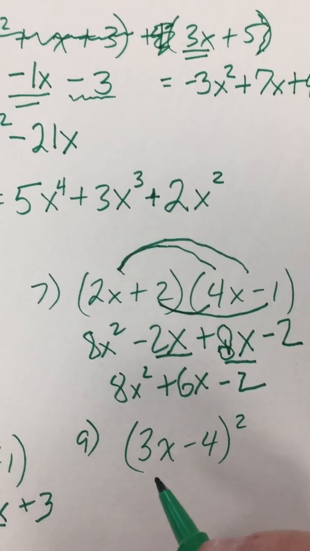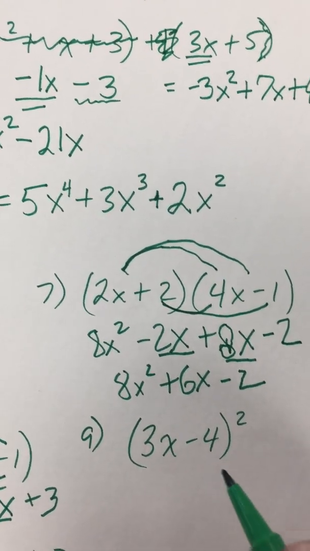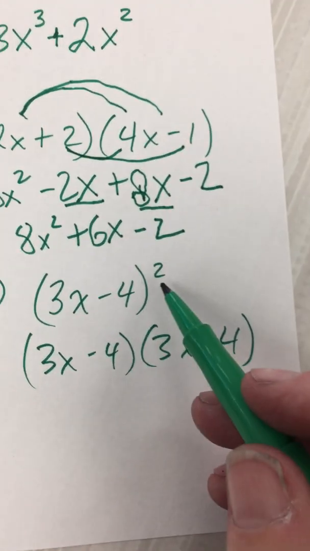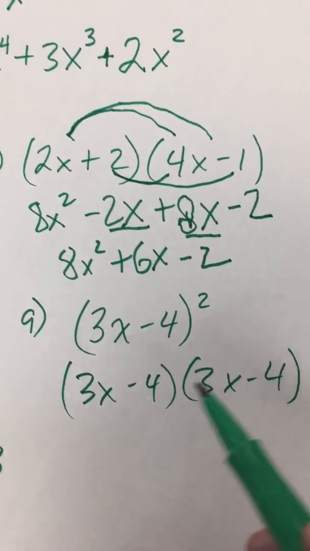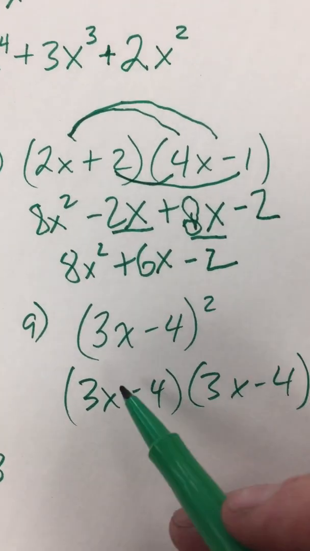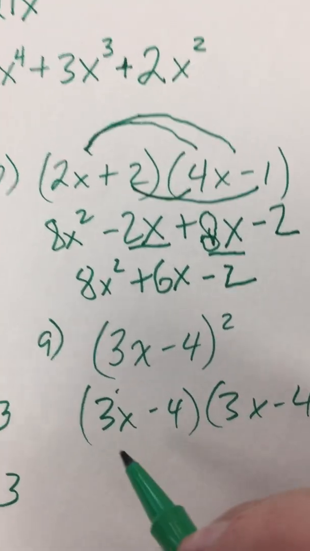This whole thing is being squared, so this is 3x minus 4 times 3x minus 4. So I'm going to rewrite that, 3x minus 4 times 3x minus 4. Squaring something means take the base times itself. This is a binomial times a binomial, what we've been doing. 3x times 3x is 9x squared.